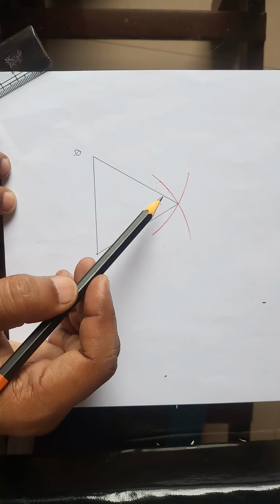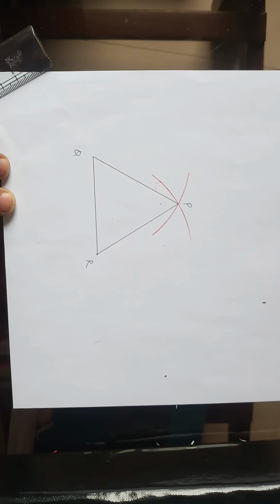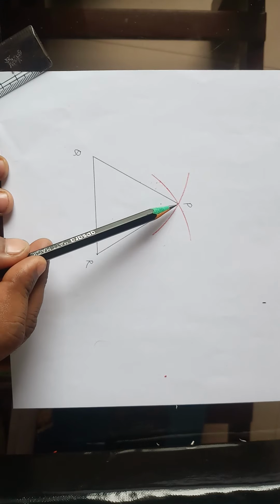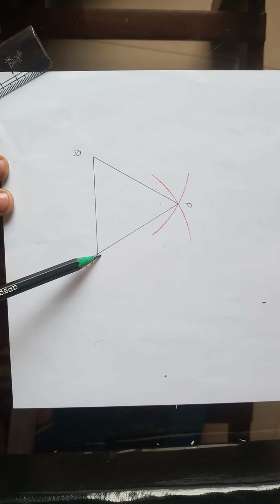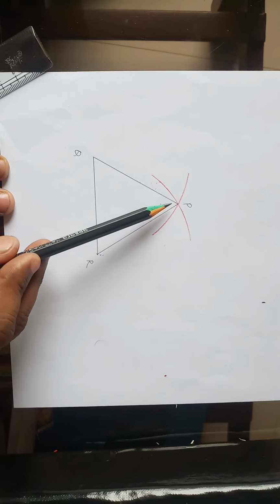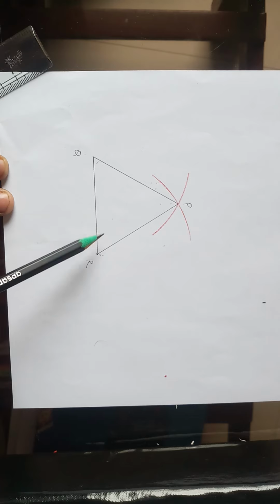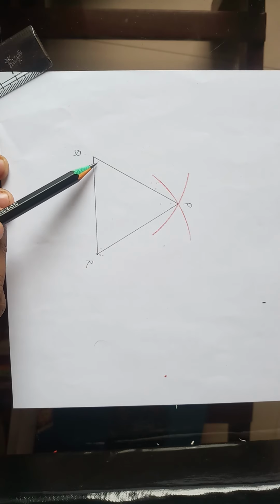Name this point as point P. Now we have got triangle PQR. To bisect angles of triangle PQR, we have to bisect all the three angles, that is angle P, angle Q, angle R. So we begin with angle Q.